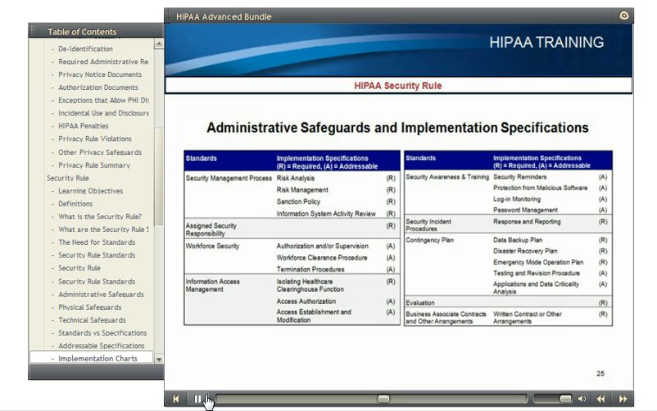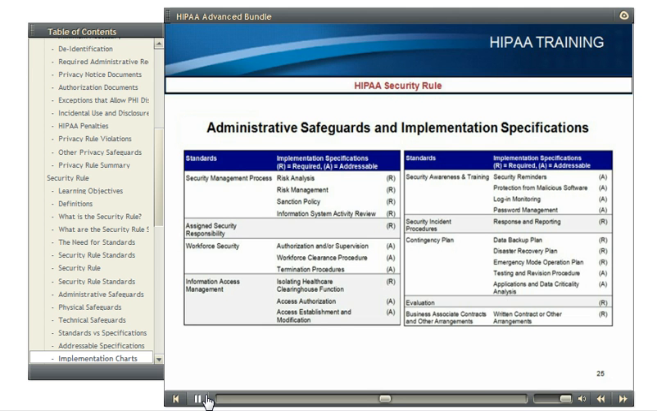Addressable. Security awareness and training. Security reminders. Addressable. Protection from malicious software. Addressable. Login monitoring. Addressable. Password management. Addressable. Security incident procedures. Response and reporting. Required.